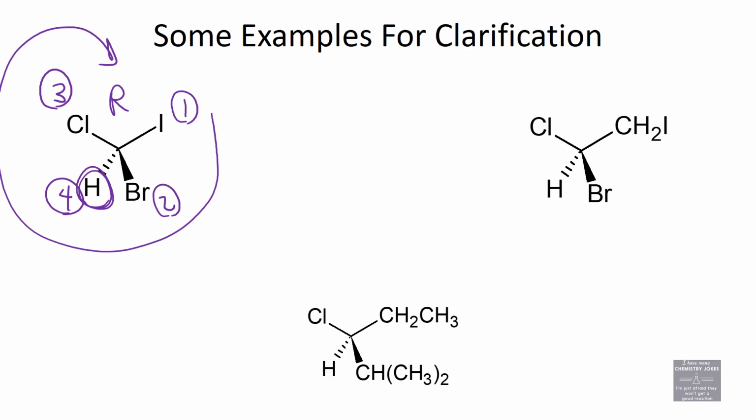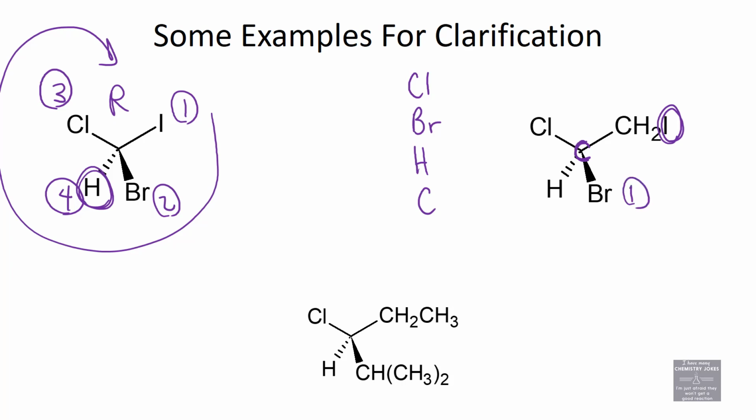Clockwise, R. That first example was simpler than the next example. In the next example, we're comparing chlorine, bromine, hydrogen, and carbon. That's bromine, not boron. Hydrogen and carbon. Sure, there's an iodine over here, but you're looking at the atom directly attached to the asymmetric carbon. And directly attached is another carbon.